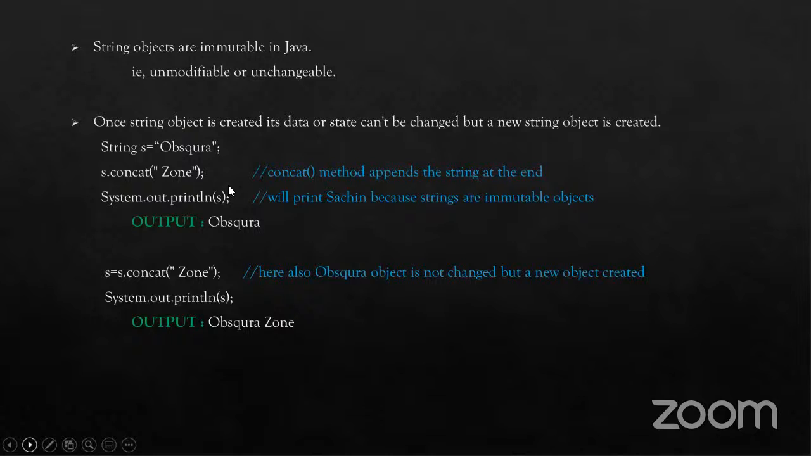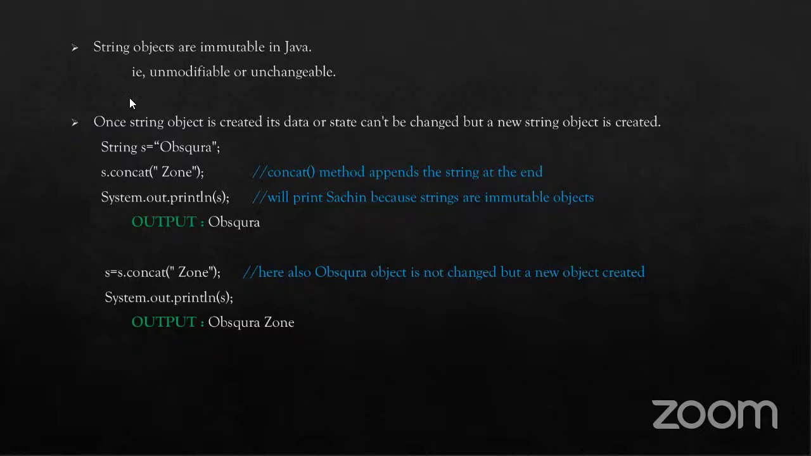String objects are immutable in Java. When considering string objects in Java, they are immutable, meaning once created we can't modify or change them. We can't modify or change a string object, so string objects are clearly immutable in Java. The data and the state can't be changed.